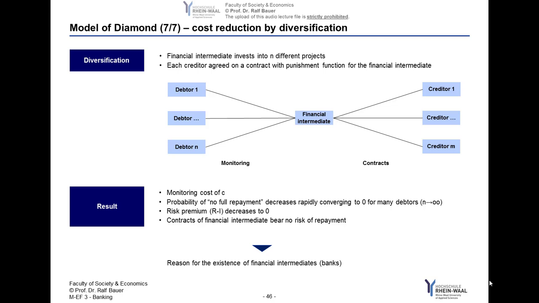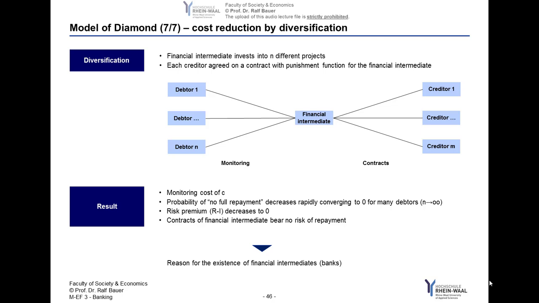And because of this portfolio, we can argue that at the end, the contracts on the other side, where the bank is the debtor and the saver is the creditor, will be safe, so that the risk premium which is paid by the bank decreases to zero because of the portfolio effect, so that the single deposit contract between the creditor and the bank does not bear any risk. And that is at the end the argumentation why banks exist.